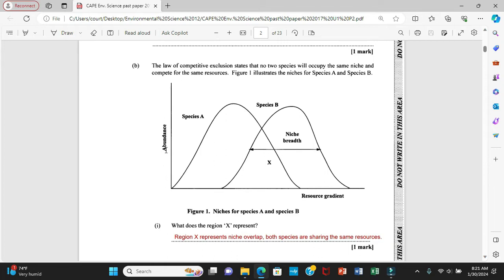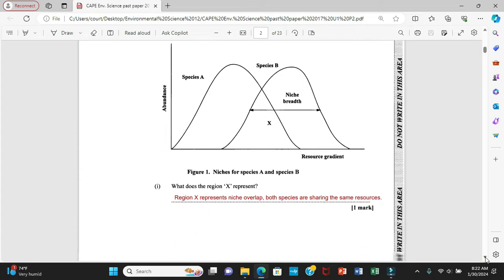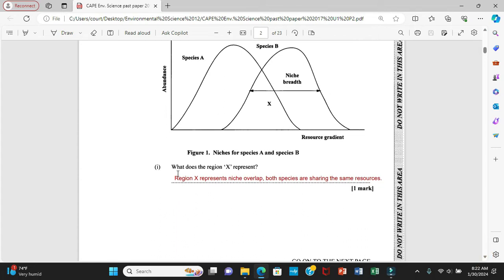So here on the y-axis, we have the abundance, meaning the abundance of the species, their population size. And on this axis here, we have the resource gradient, meaning, for example, the food that they eat. So this axis shows the use of the resources by the organisms. All right, so let's go straight into the question. The question here says, what does the region X represent?